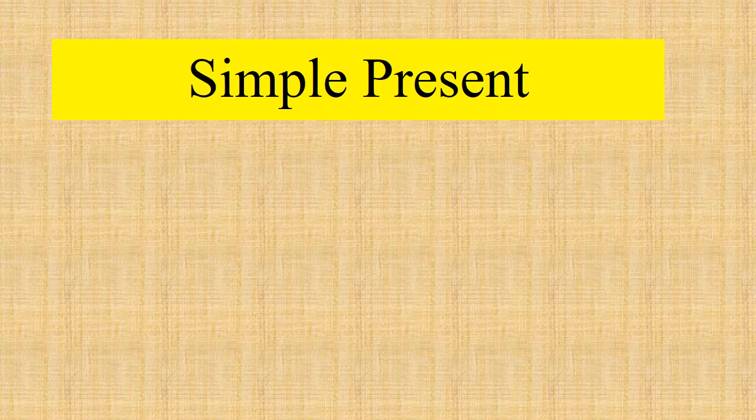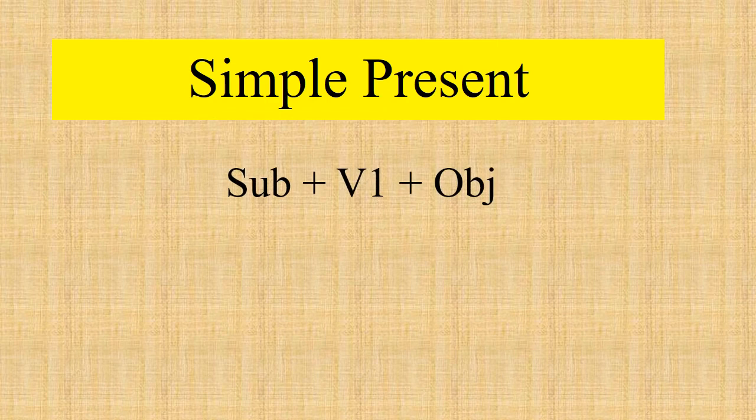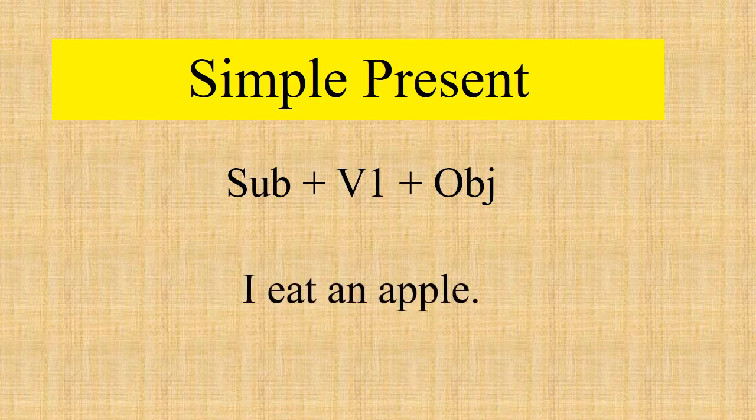Now first we will start with simple present tense. The formula for simple present tense is subject plus V1 plus object. Now, as I've already discussed with you, V1 is the base form of the verb. I'll give you an example over here. I eat an apple. Here the subject is I. Eat is the first form of the verb, the action. Object is an apple. So I eat an apple.